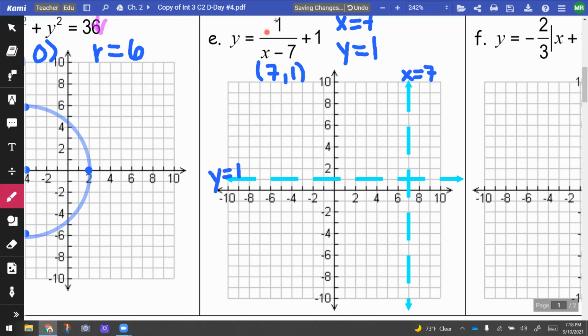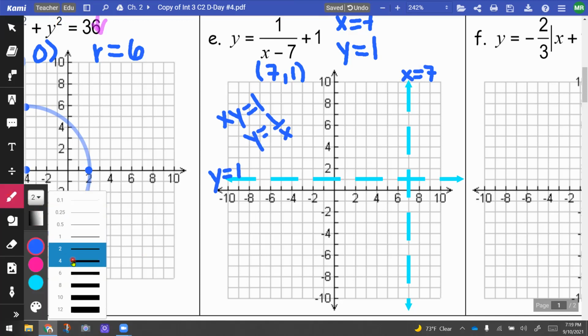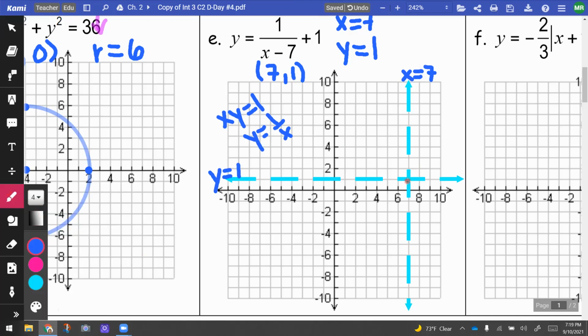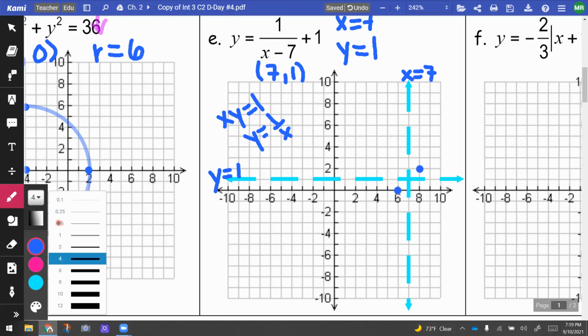And then because I have a 1 here, you can think of this as basically xy equal 1. Because that really would be y equal 1 over x if I was to get that into y form. So I want things that multiply to 1. So I'm going to come over here and go to where my 7, 1 is. That's kind of my starting spot. And I'm going to go out 1 times 1. On this side, I'm going to go out -1 times -1. And then I'm just going to sketch the rest of it.